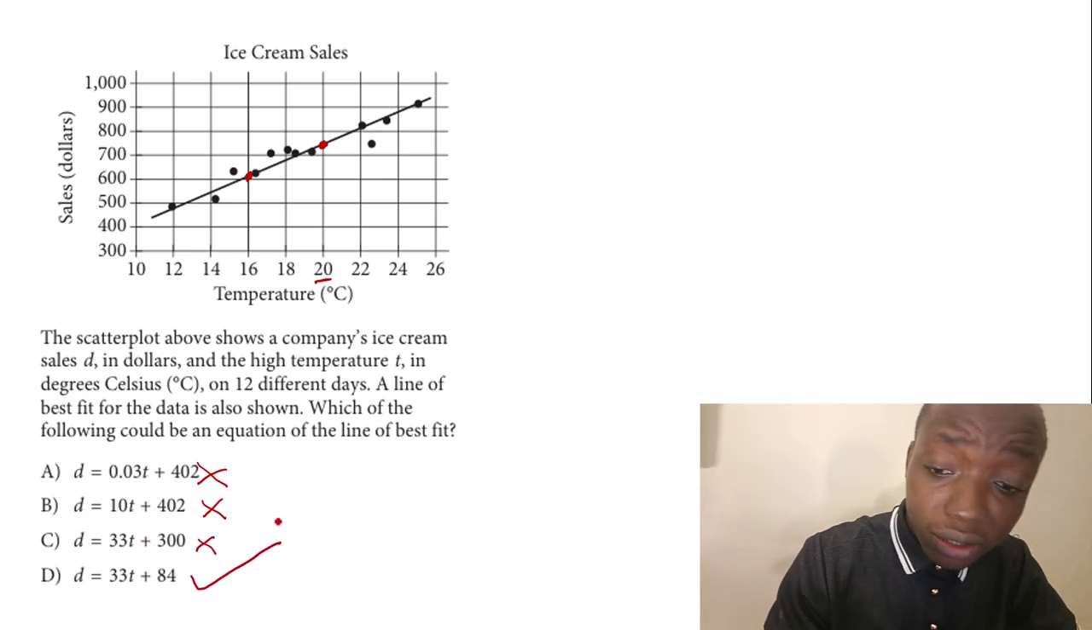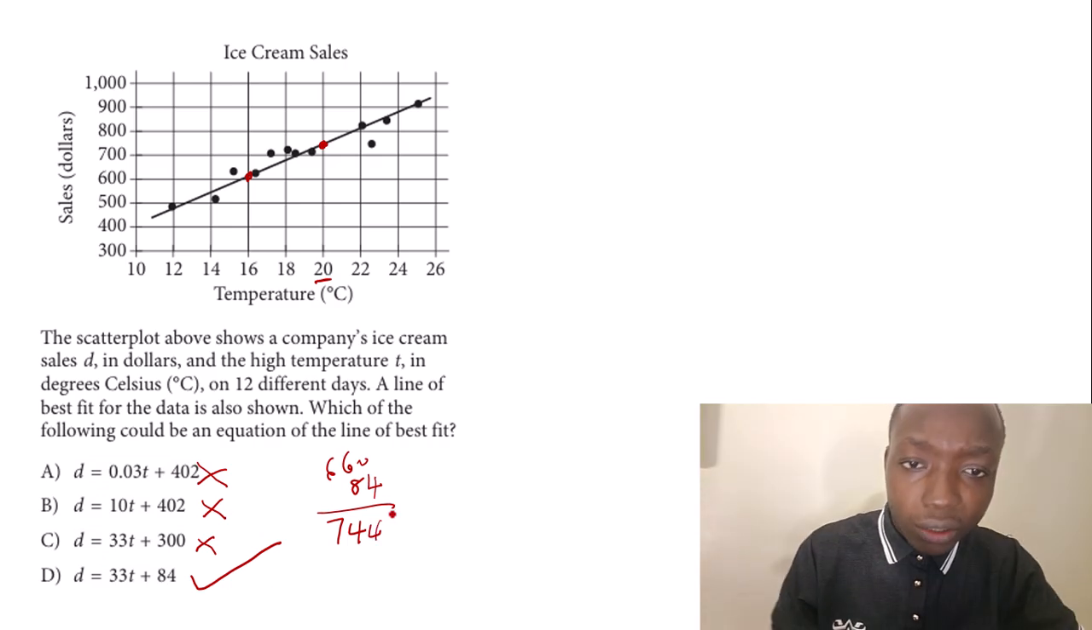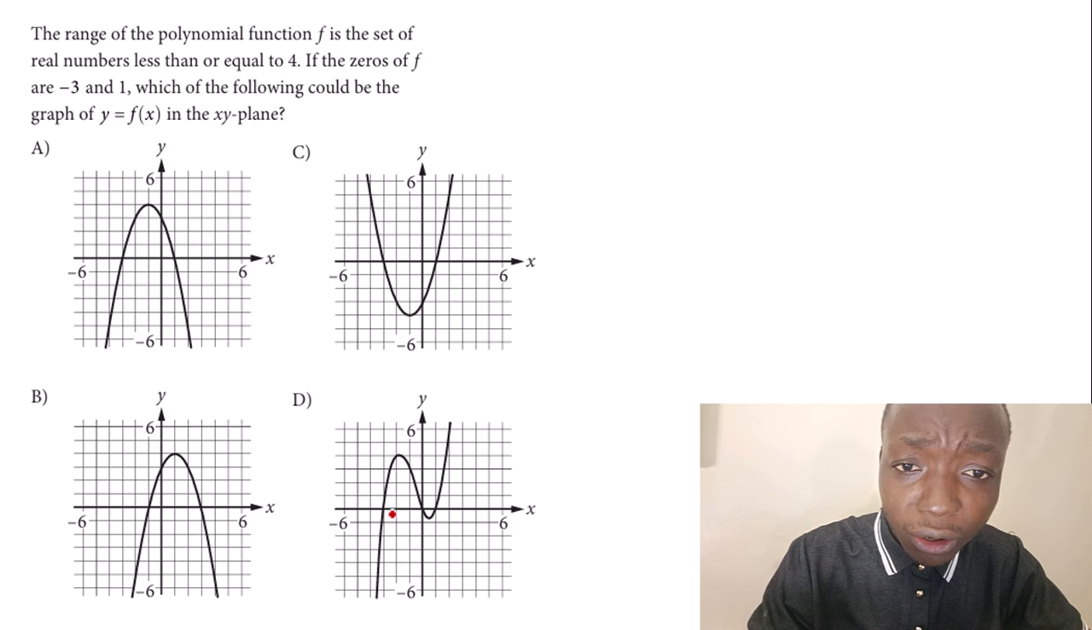So this is going to be our answer. And of course, substitute 20, you're going to get 660 plus 84, which is 744, right? Which is close to 750. So that is our correct answer.